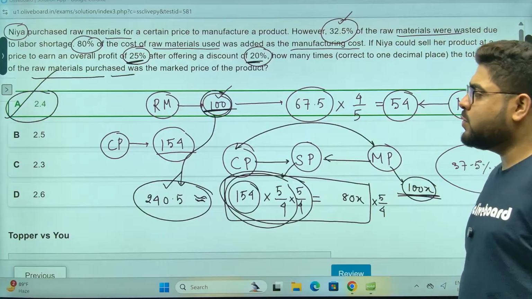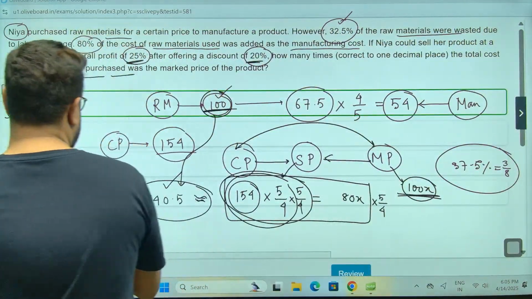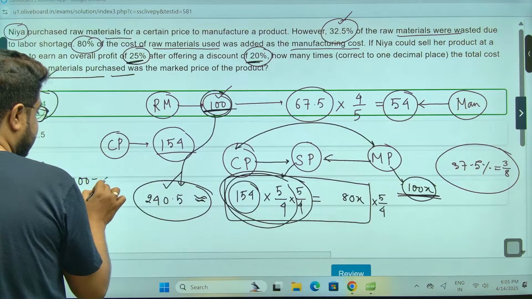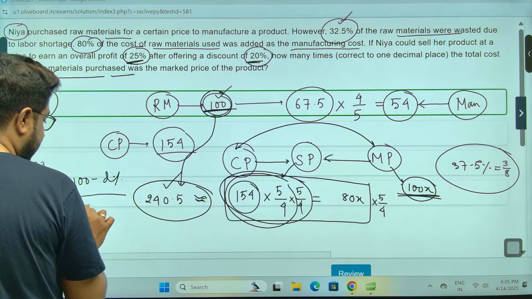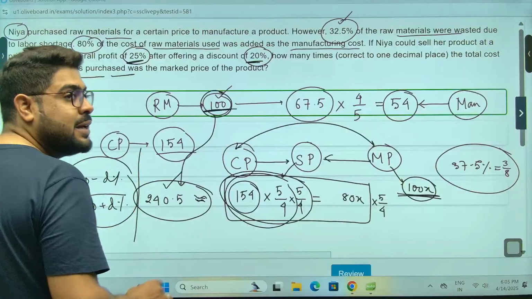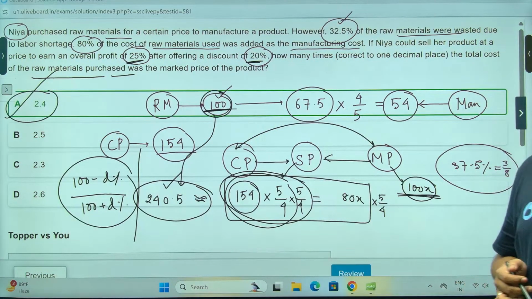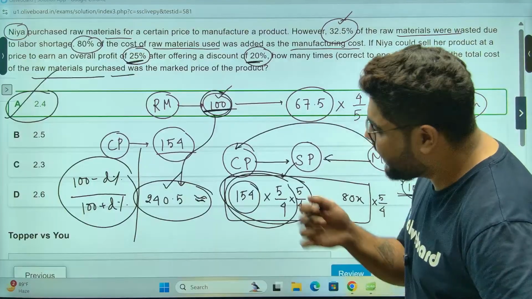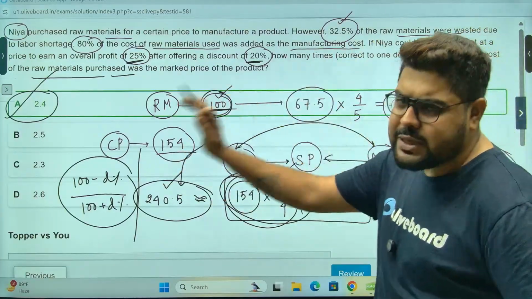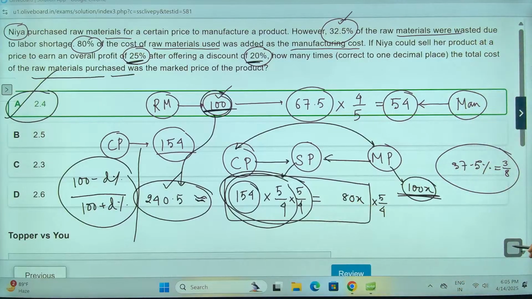Yes, Tulsha, you can do 100 minus discount by 100 plus discount if you know this. CP will be 100 minus discount by 100 plus discount. That will also work, sir. But again, I told you, I'm not a big fan of using formulas. That's the big problem, okay? But again, if you are comfortable there, absolutely, please go with that. I myself am not a big fan.